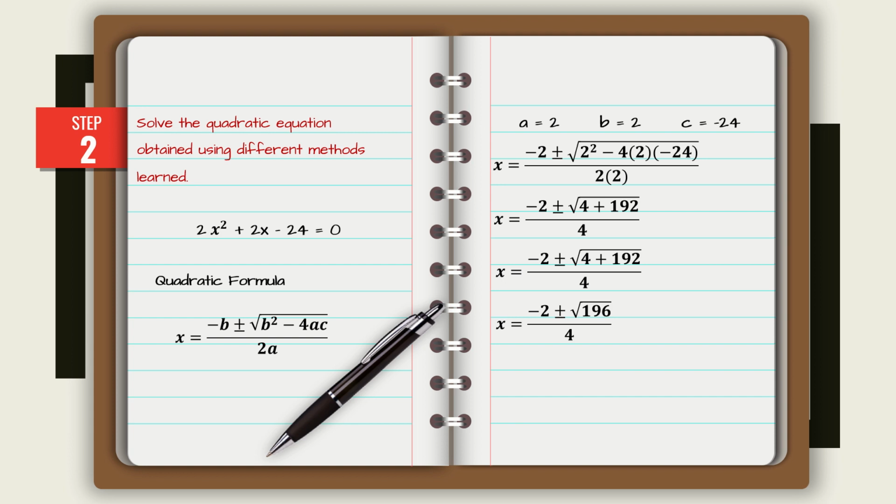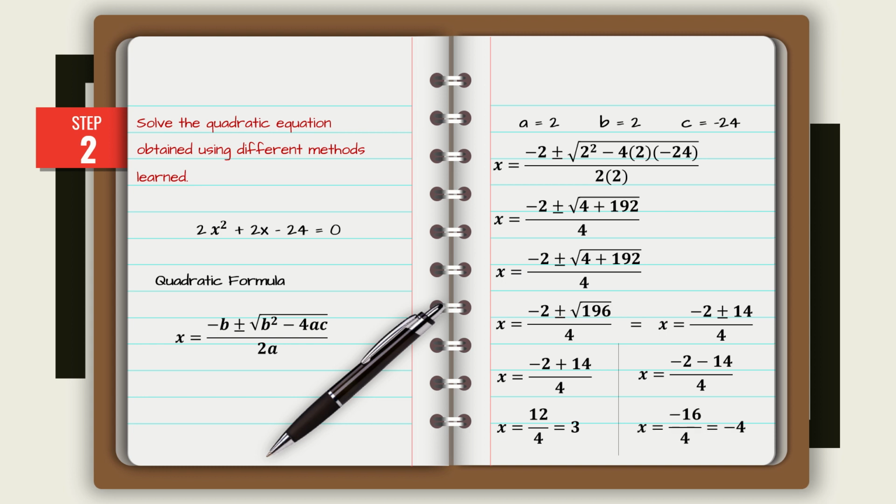The square root of 196 is equal to 14. So we have x is equal to negative 2 plus minus 14 all over 4. For that, we'll have first the positive. So we have x is equal to negative 2 plus 14 all over 4. So, negative 2 plus 14 is positive 12 all over 4. That will be 3. On the other side, we have negative 2 minus 14 all over 4. So, negative 2 minus 14 is negative 16 divided by 4. And negative 16 divided by 4, the answer is negative 4. So, we have 3 and negative 4.